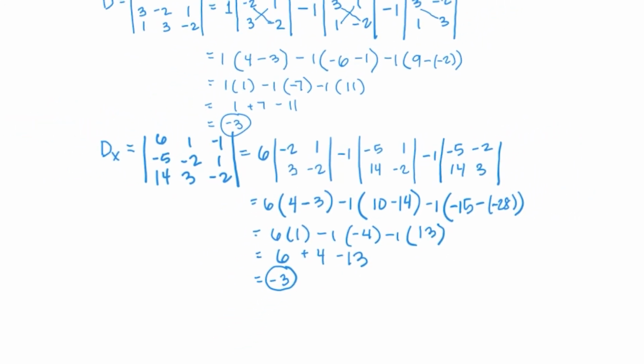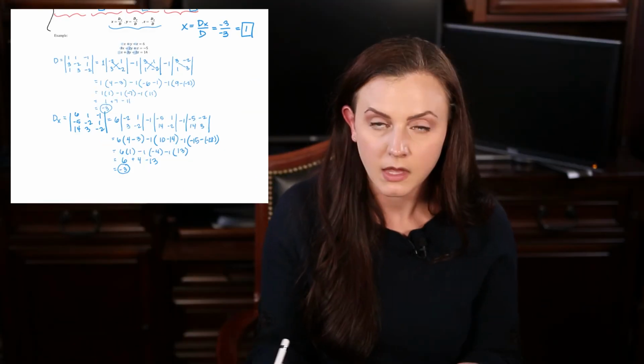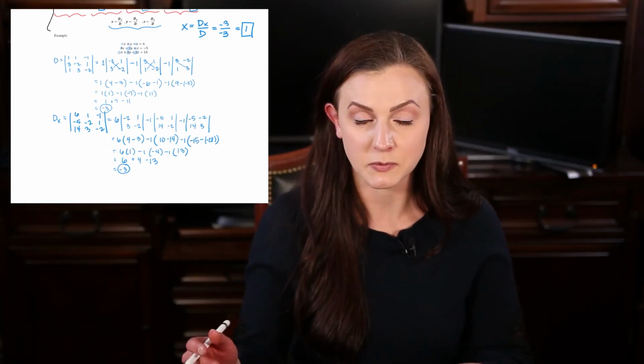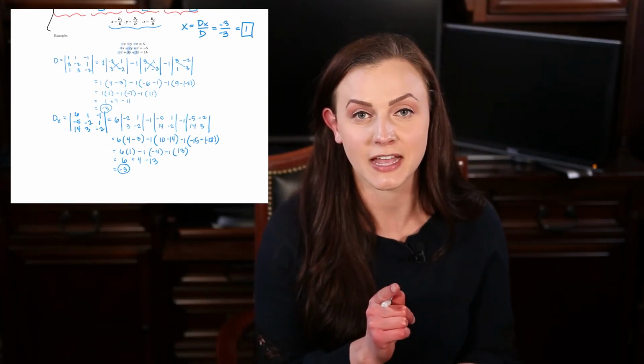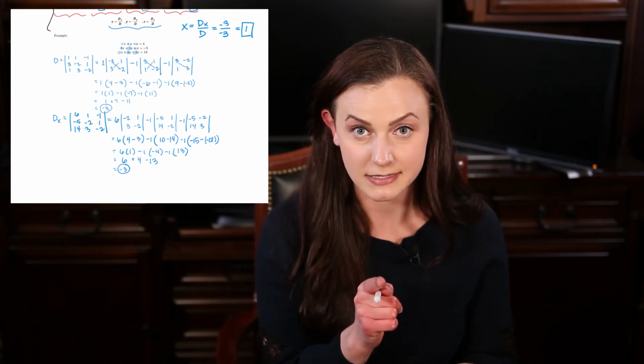So we can actually find the value of x now because we have d and d sub x. And it tells us right here up at the top, x is d sub x divided by d. So it's -3 over -3, which is 1. And this is why this is tedious, because we only have the x value. You still have to do this for y and z. So stick with me.